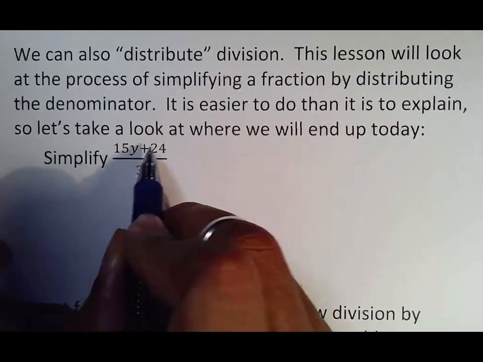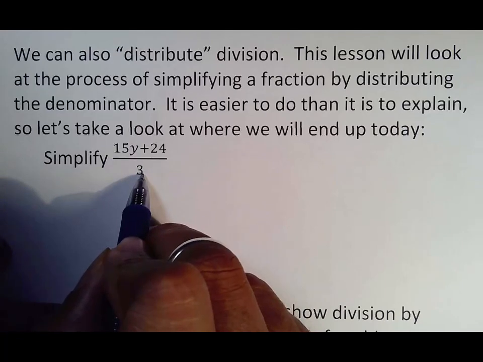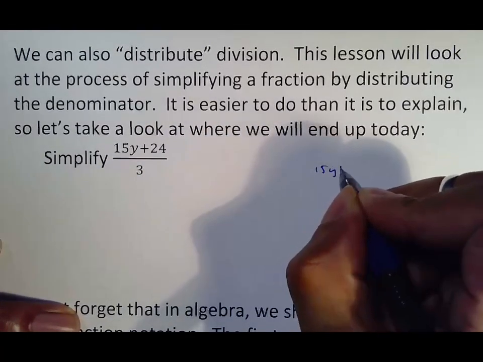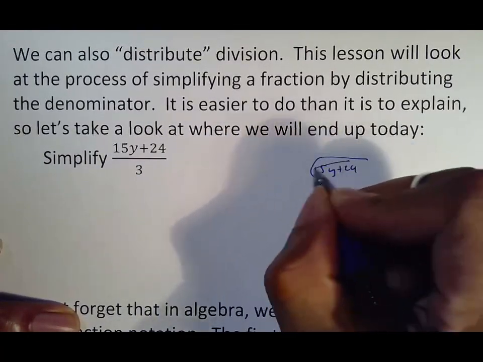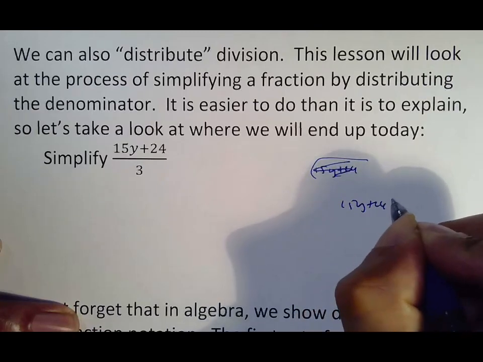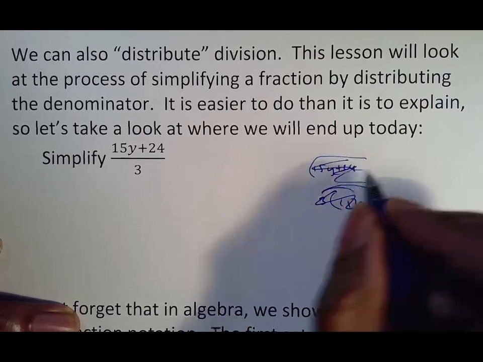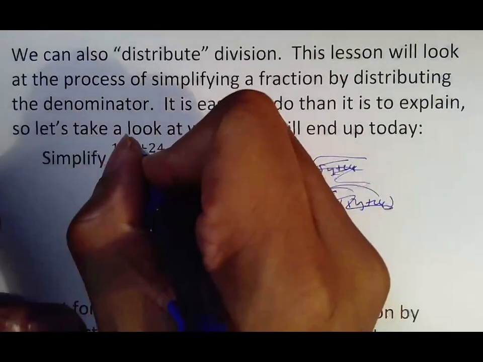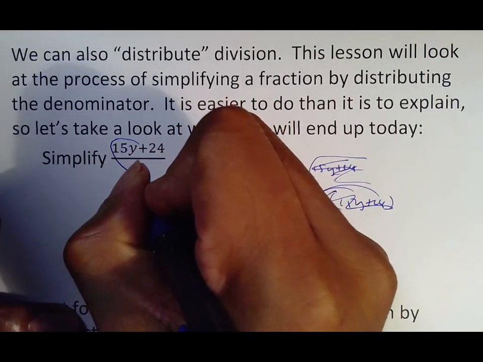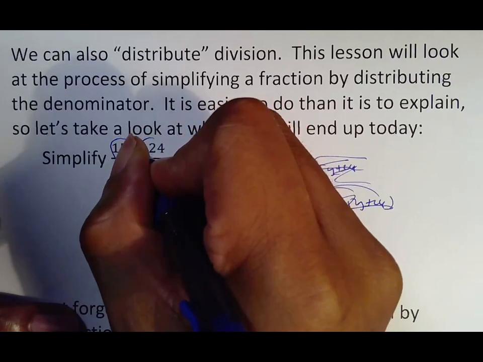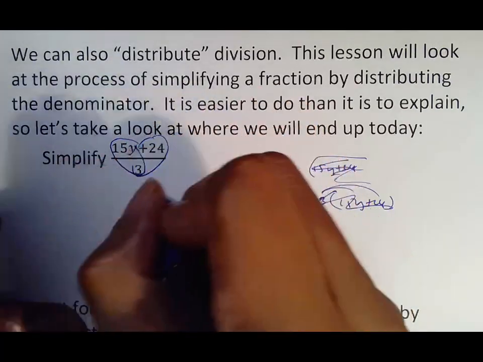This is 15y plus 24 all being divided by 3, just like this would be 15y plus 24 all being multiplied by 3. Well, this is division. And so what we're going to do is look at each of these divisions and literally split it that way.